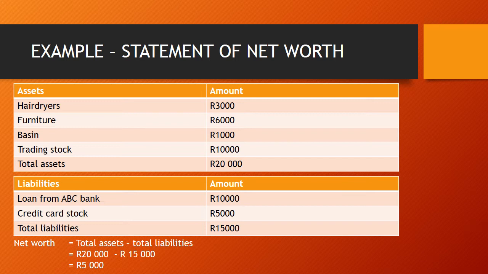And now remember the formula for net worth is equals to total assets minus total liabilities. And so looking into our example, our total asset was 20,000, our total liabilities was 15,000. So we are going to say net worth is equals to total assets minus total liabilities is equals to 20,000 Rand minus 15,000 Rand, which gives us 35,000 Rand.